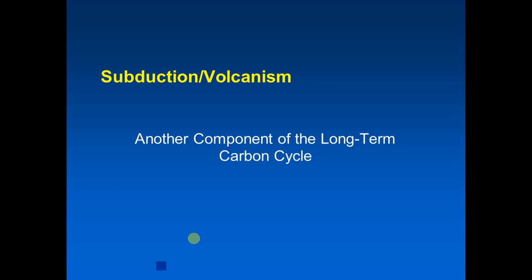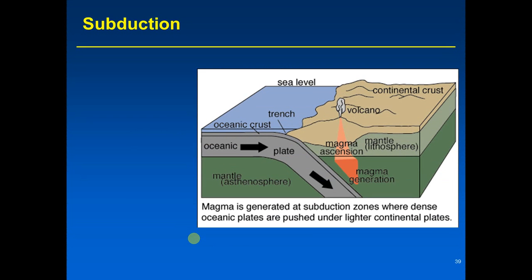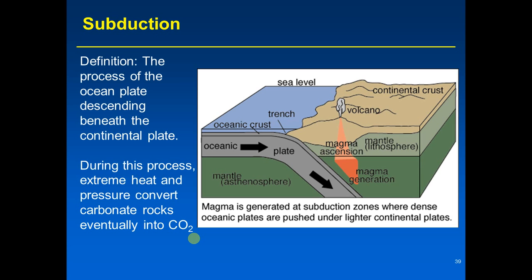Subduction and volcanism. So this is another component of the long-term carbon cycle. Well, what is subduction? They go hand in hand. Subduction and volcanism go hand in hand. That's why they're kind of combined as one component of the long-term carbon cycle. But what is subduction in particular? It's basically the process of the ocean plate descending beneath the continental plate. Okay, ocean plate is thinner but denser than the continental plate.